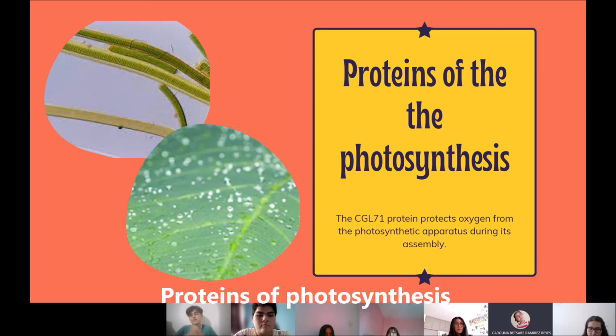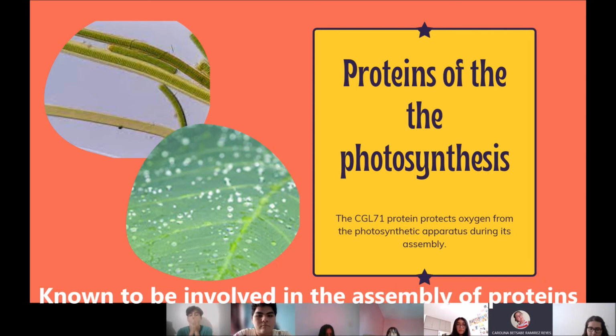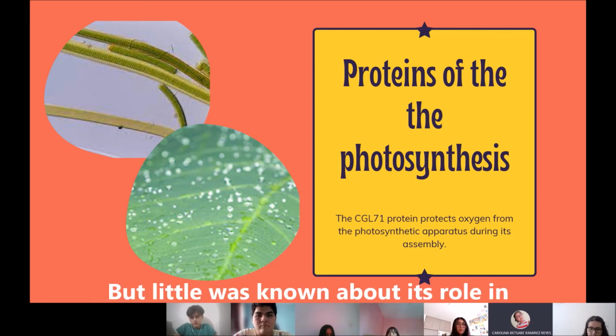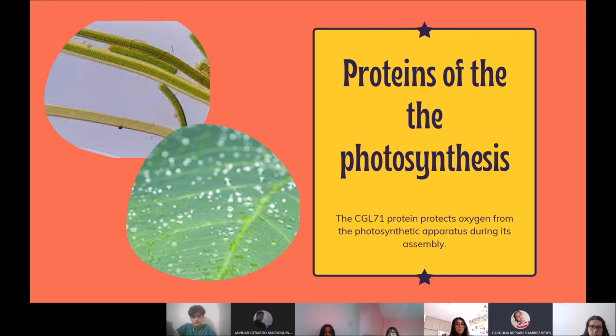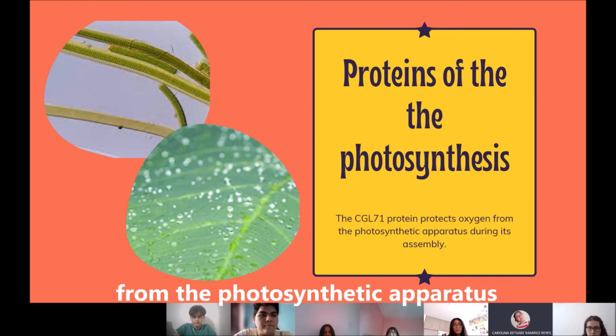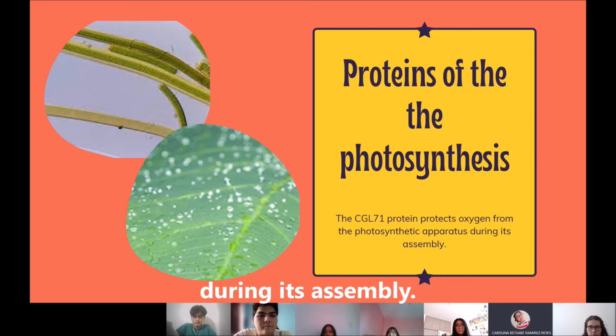Proteins of the photosynthesis. Some proteins are involved in the assembly of proteins required in the first stage of photosynthesis, but little was known about their role in the photosynthesis process. The research discovered that the CGL71 protein protects against oxygen damage from photosynthesis that occurs during its assembly.